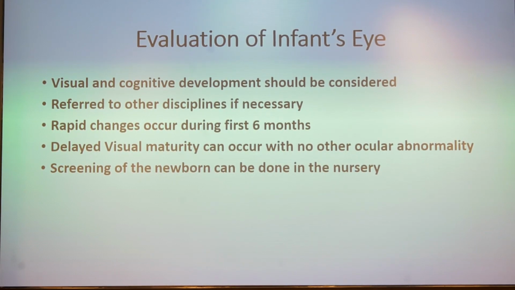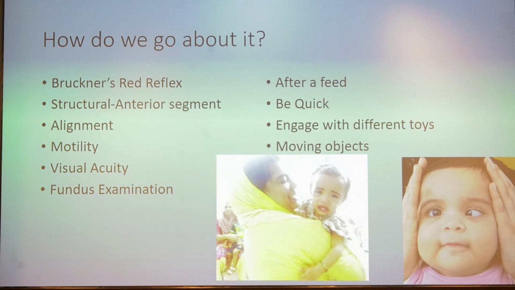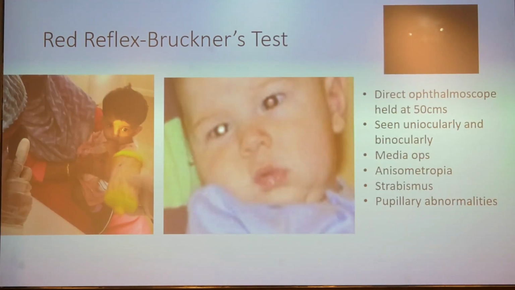Screening of the newborn can be done in the nursery, and if there is any abnormality, leukocoria, corneal opacity, prematurity, family history of retinoblastoma, cataract, or congenital glaucoma, the child has to be referred. And how do we go about it? Ideally, before the child gets upset, after a feed, after a nap, and we have to be quick in examination. Bruckner red reflex gives a good idea of the media, and then structural anterior segment, alignment, motility, visual acuity, and fundus examination. These are what we are going to look at in an infant.